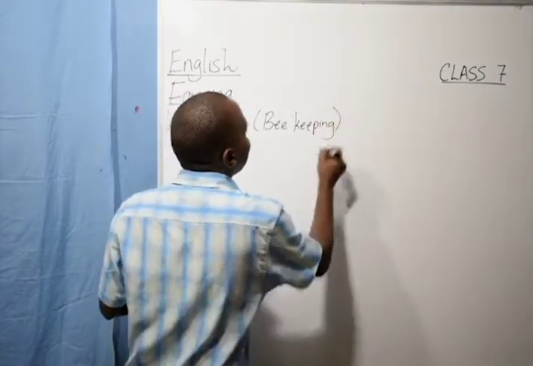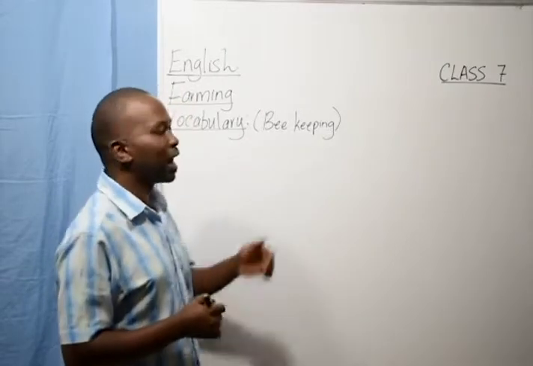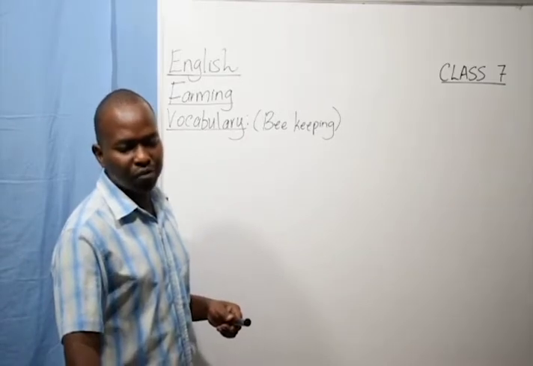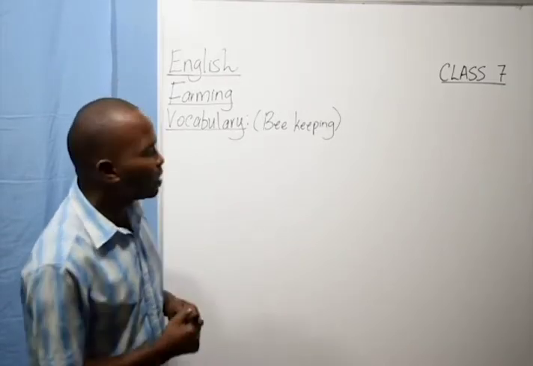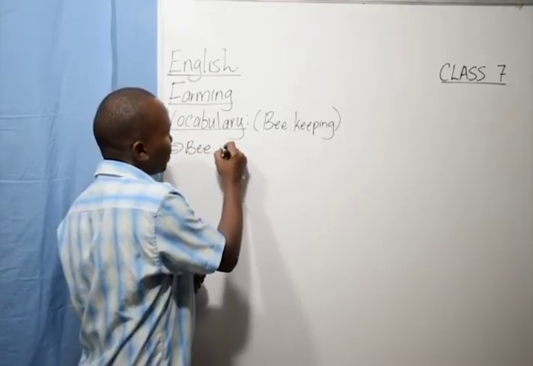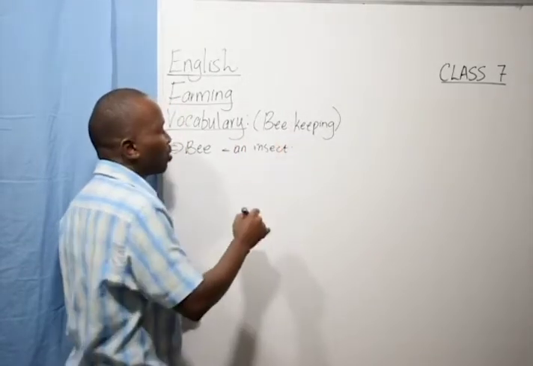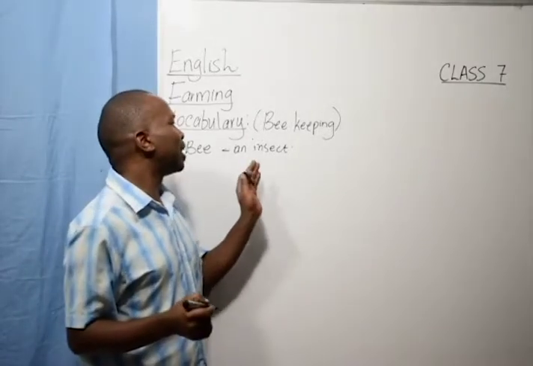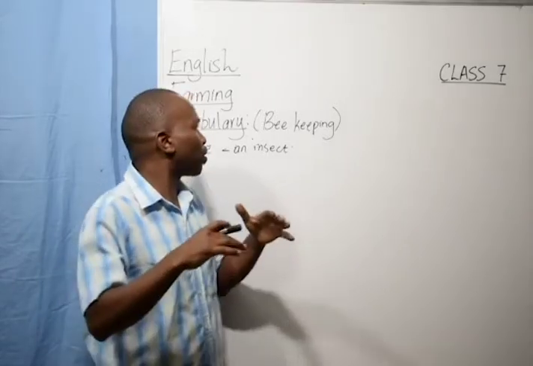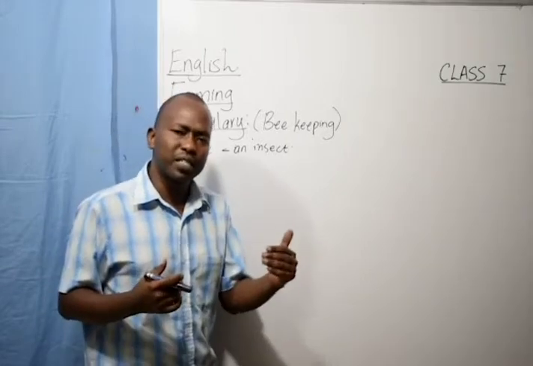Beekeeping, yes. I'm sure you all have experiences of bees, and how good or how dangerous they can be to us. So first of all, you must understand that a bee is an insect, a small insect. It's grouped in the category of insects. And bees are very important in maintaining the ecology of a place. Why? Because they serve several purposes.